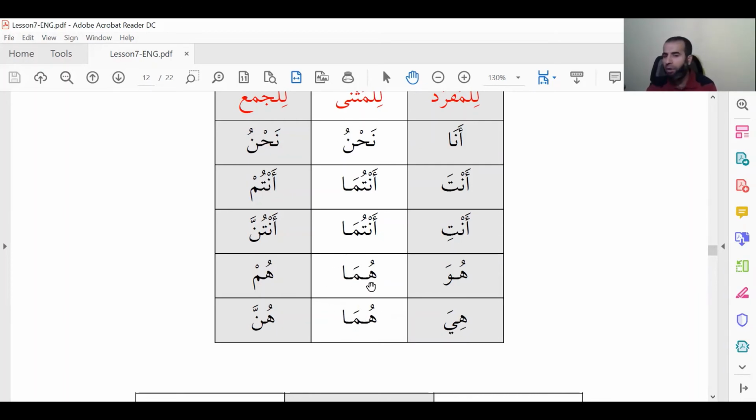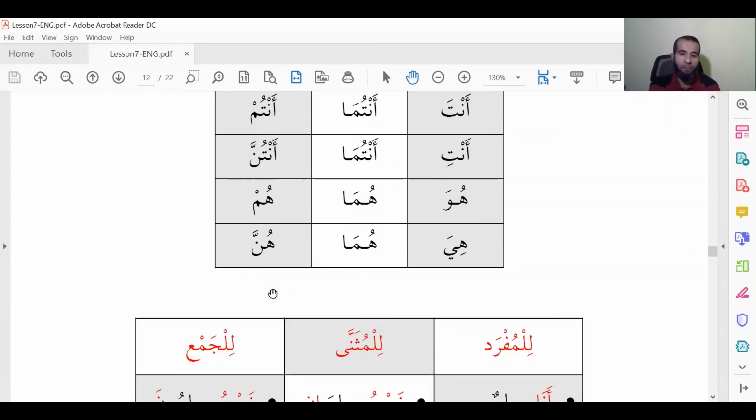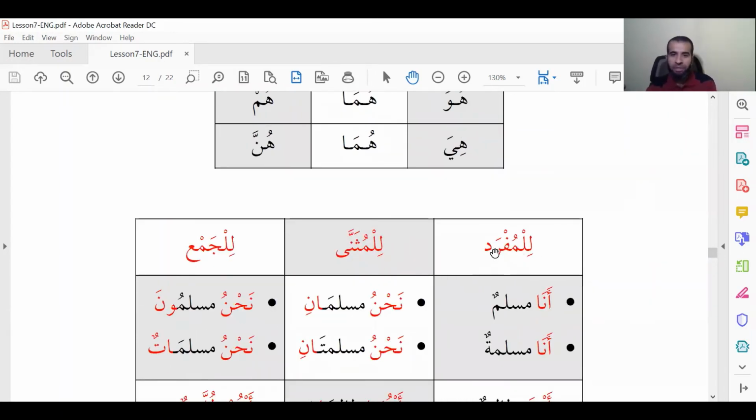هما طالبان or هما طالبتان. هما مسلمان, هما مسلمتان, the same. But for plural masculine we say هم مسلمون, and for plural feminine هن مسلمات. هن. Here we have some examples. للمفرد and للمثنى and then للجمع.